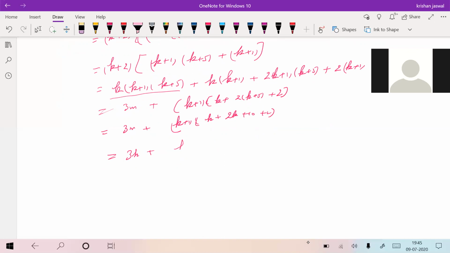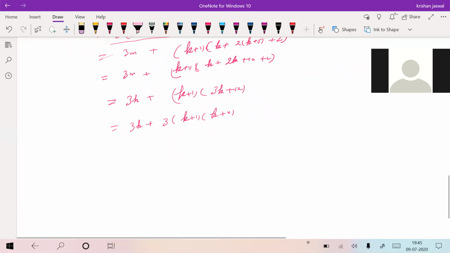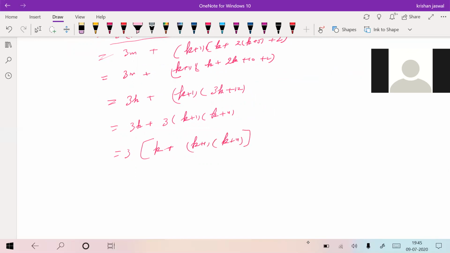3m plus k plus 1 into 3k plus 12. Now 3 is common: 3m plus 3 times k plus 1 into k plus 4. Here 3 is a factor, therefore the given answer is a multiple of 3.